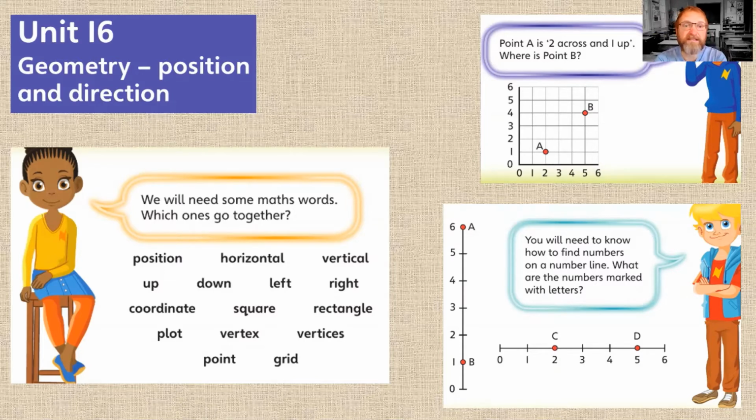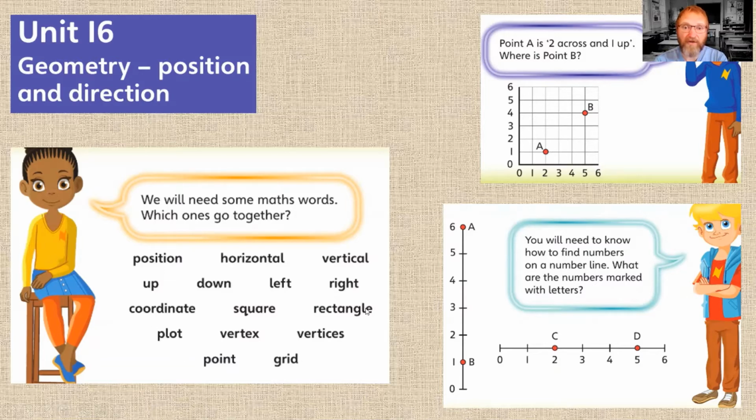A coordinate is some numbers that we can use to find a place, a point that has been plotted on a grid. So a grid is lines that we can put over a map or over a piece of paper, and we can plot, that means draw, a point, a dot, and then we can write a coordinate that tells us where that point is on the grid. So these are all words that help us find the position of something.